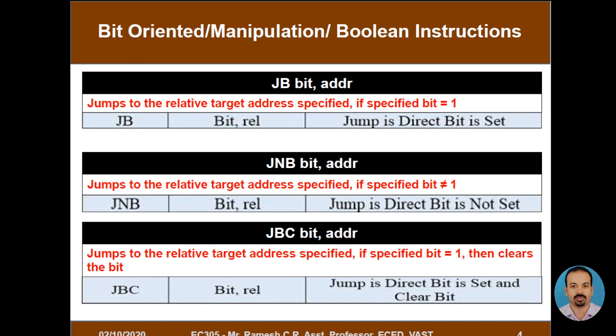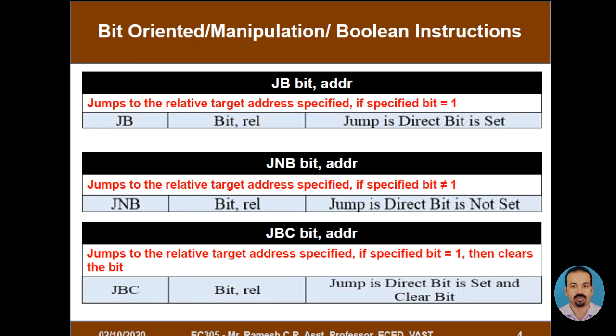Okay, in this case the address will be in the format of a relative target address. That is, it can only be within 256 bytes, because the relative address specified in this particular instruction can be an 8-bit address only. So the maximum combination is 256 combinations. From the current position the control can be shifted to some 256 bytes away if the bit specified in this instruction is equal to 1.